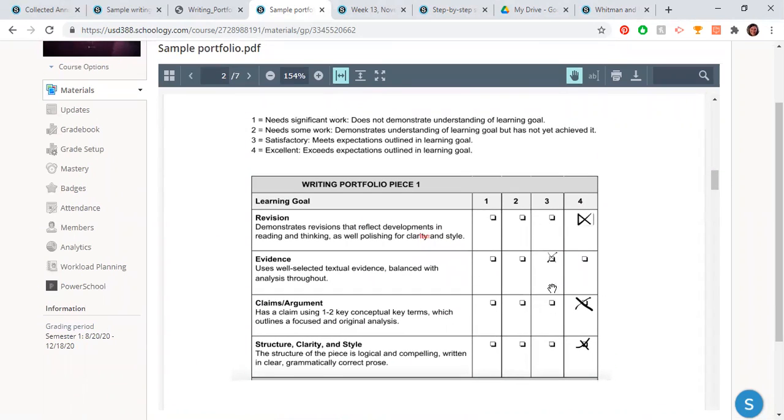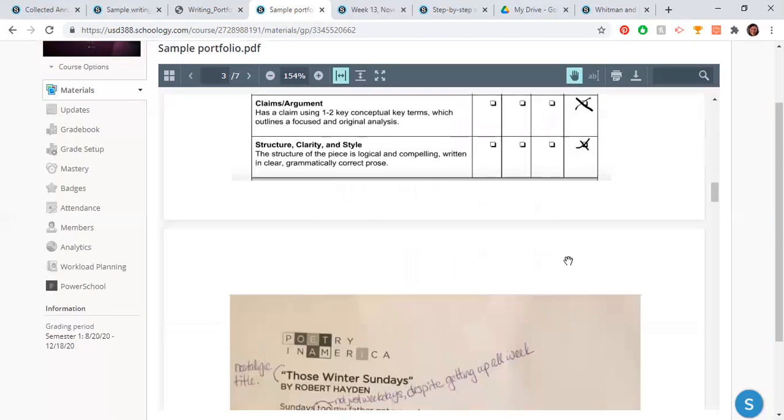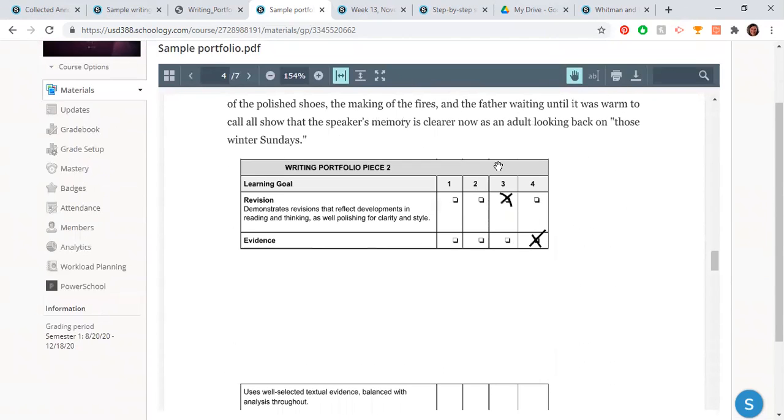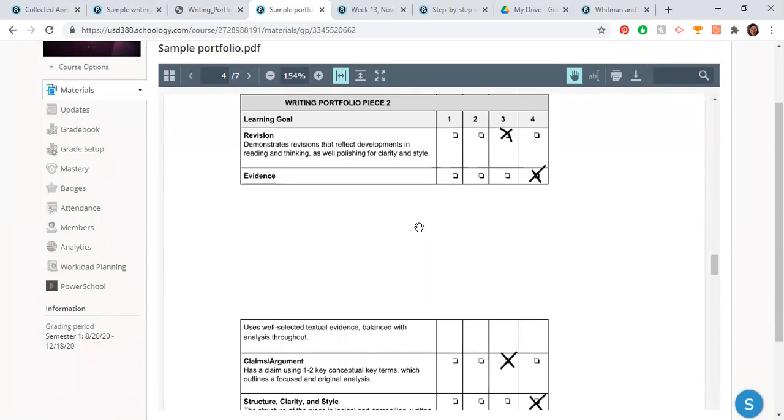These were the initial impressions of this writing portfolio piece 1. You don't have to do it like this. I put in a screenshot so you could see the process. It goes annotation, writing piece, portfolio. Annotation, writing piece, portfolio, self-assessment.